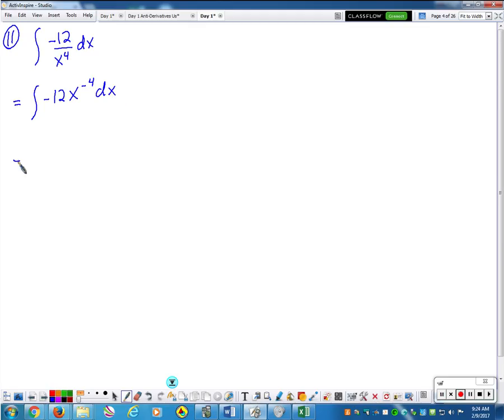Use the constant property to pull out the negative 12. Questions? Now you can just use the rule.